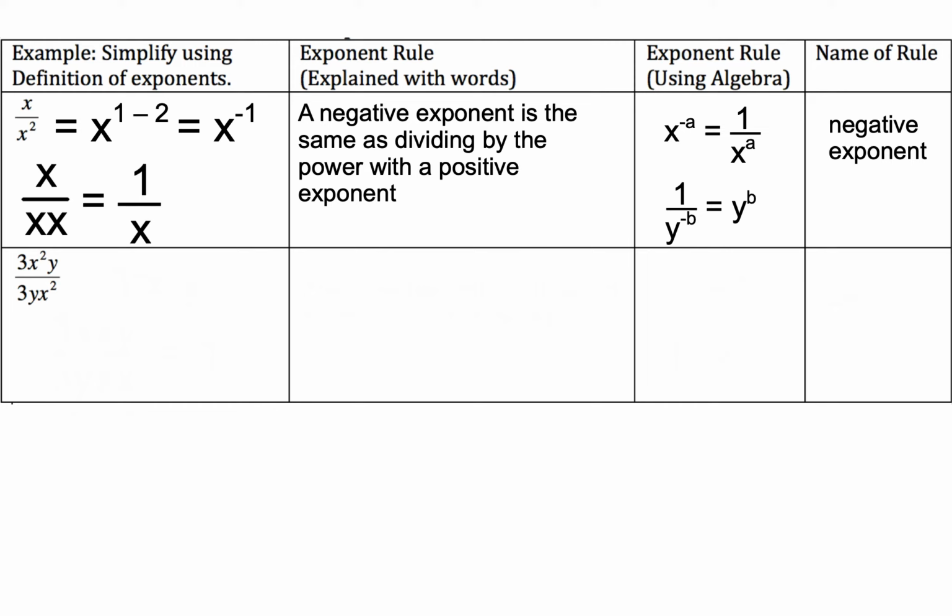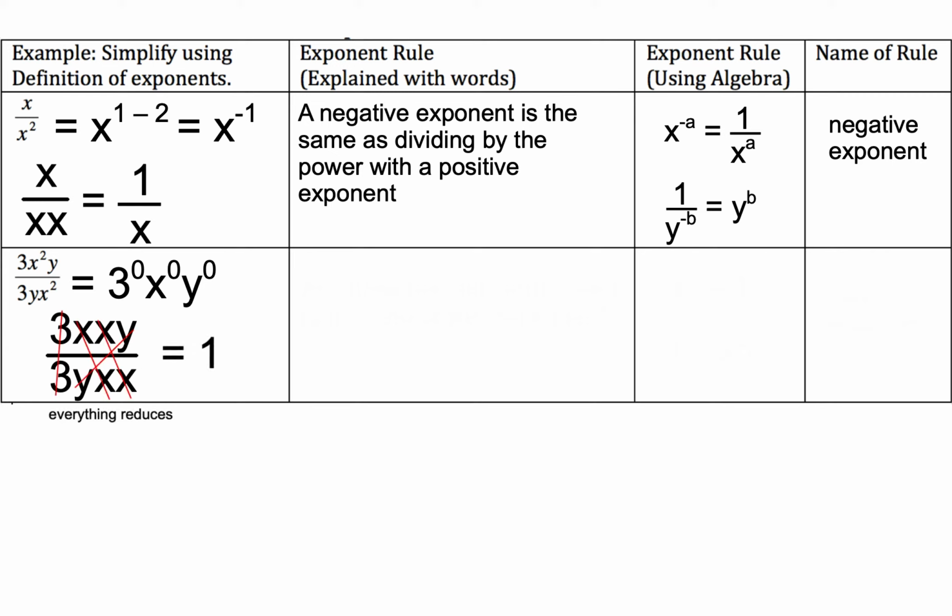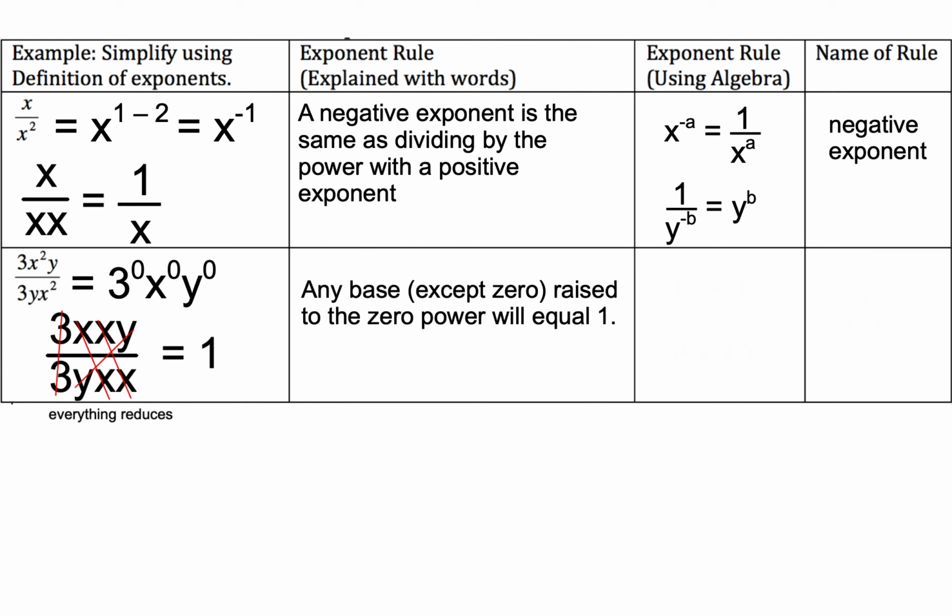Okay, next one. If we apply the quotient of powers rule, we'd get 3 to the 0 times x to the 0 times y to the 0, which you should know equals 1. If we apply the fraction rules of just reducing, everything reduces and you're left with 1. So here, things to the 0 power equal 1. Any base, except 0, raised to the 0 power will equal 1. So x to the 0 is 1 as long as x isn't 0. This is called the zero exponent rule.